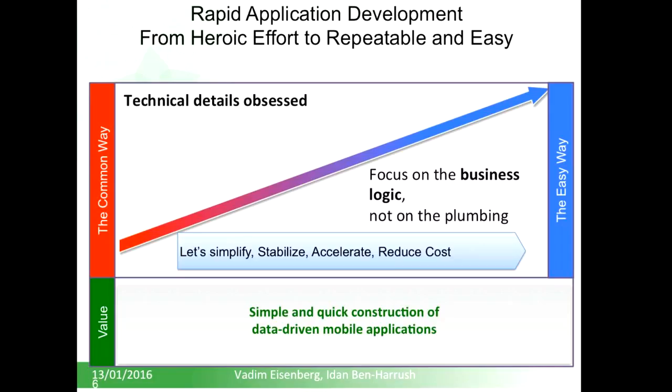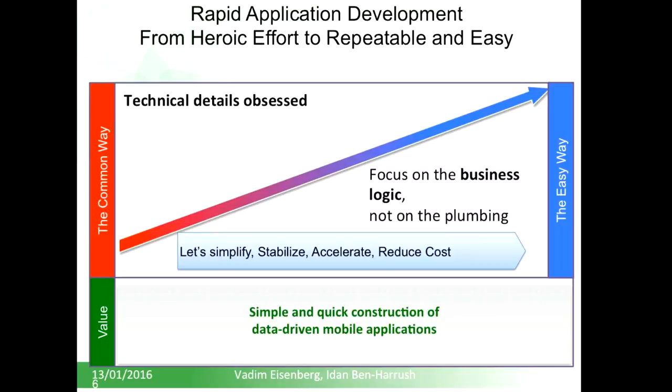And basically, when you're dealing with rapid application development, the idea is to take you from the left-hand side, a technical-detail-obsessed process, obsessed with the details I just described on the previous slide, to the right-hand side, to the blue side, in which you focus on your business logic, you focus on your business goals, and not on the plumbing, not on all the technical details, because we provide all these to you. And by doing it, we actually simplify the process.